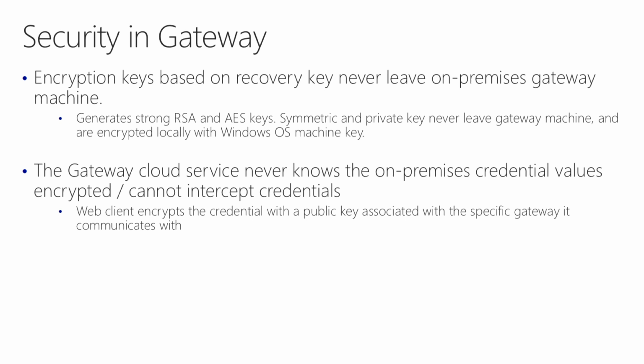But there's another advantage of the recovery key, where we generate both the public and the private keys that we use to encrypt your credentials. It's asymmetric, and the private key will never leave your gateway machine and will decrypt all the credentials within your network. So when you configure your credentials on the Power BI service, the cloud gateway service never knows the decrypted credentials. It actually uses the key to send the encrypted credentials back to the gateway, and they will only get decrypted once they reach the gateway.